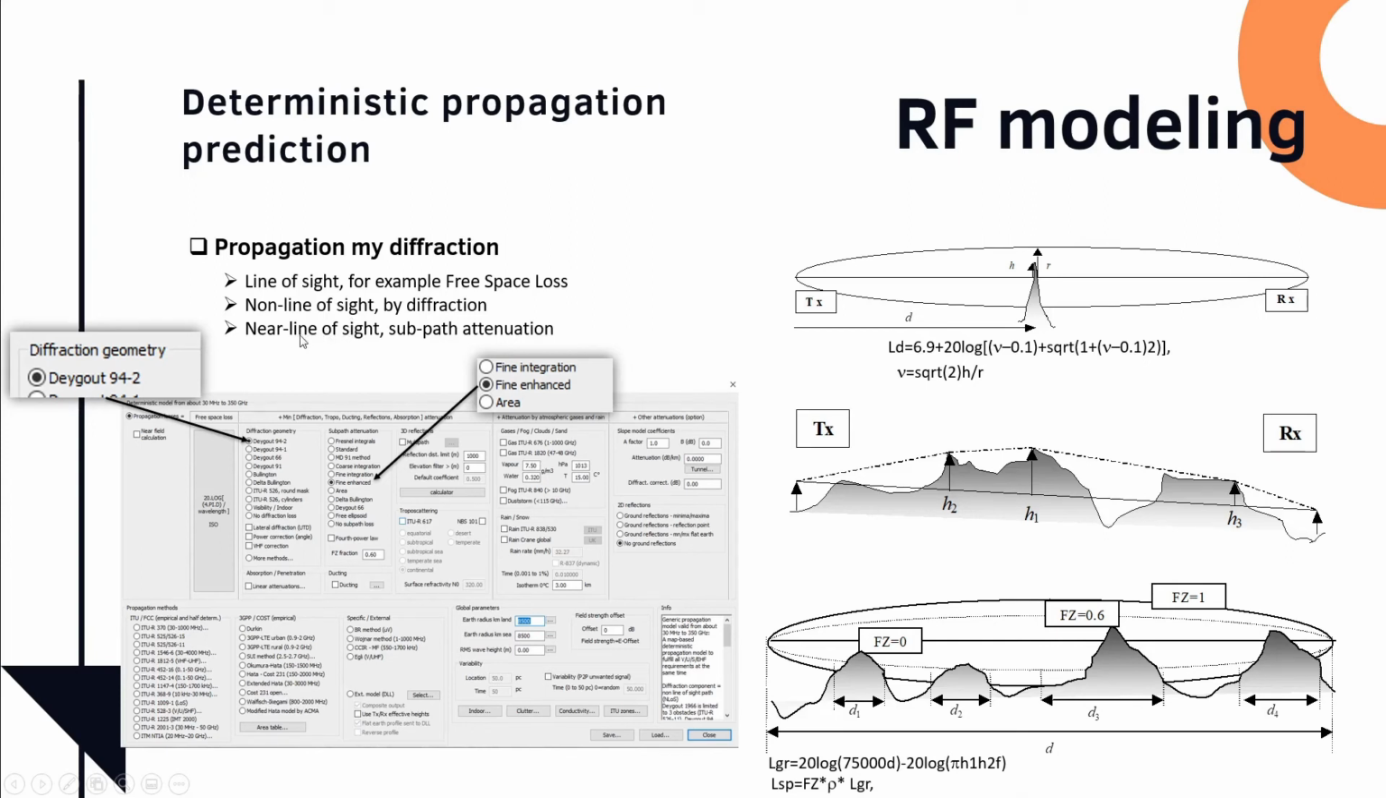So near line of sight is when you have partial obstruction, such as that case in the bottom here. So you've got partial obstruction for the Fresnel zone, and then the tool can calculate the losses due to subpath attenuation. So the bottom line here is that these propagation models are based on rules of physics, and they increase the confidence in the prediction because they rely on the environment itself.